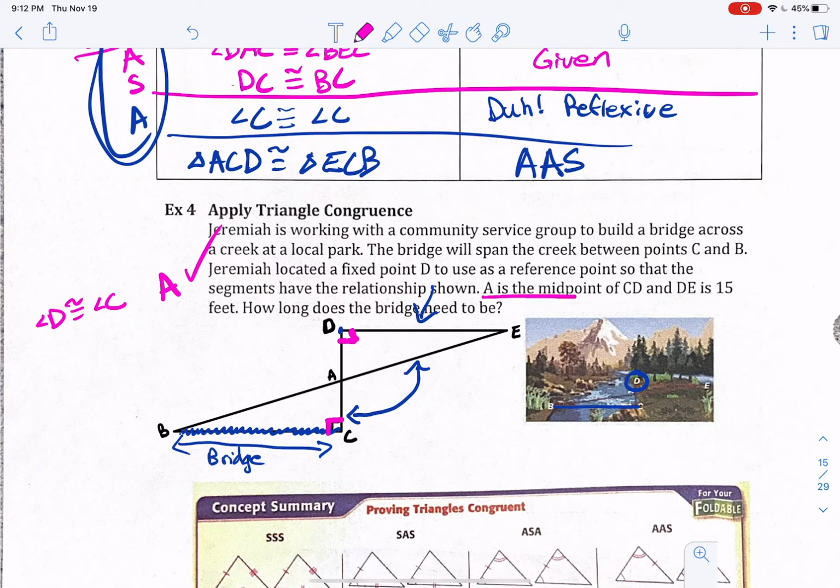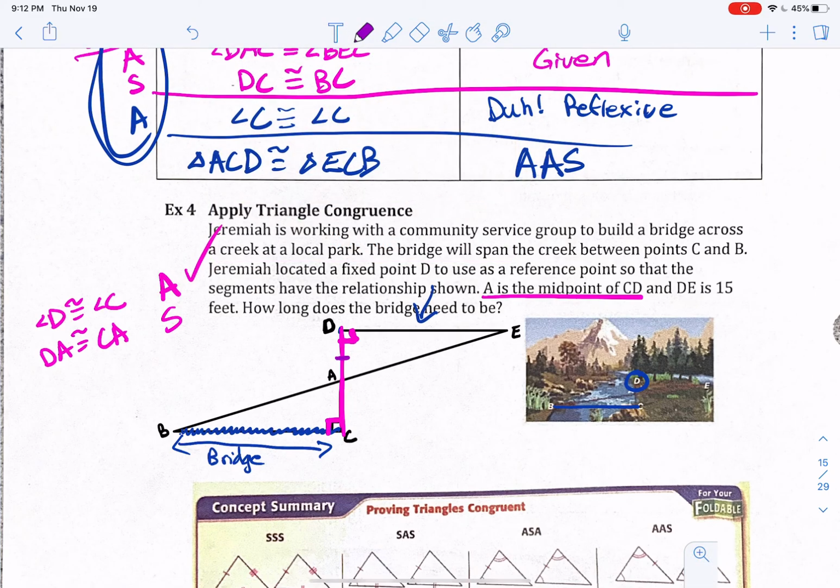It says A is the midpoint of CD. CD is this segment right here. And if A is exactly in the middle, then this top part right here better be the same as that bottom part. That's what it means to be the midpoint. So DA is going to be the same as CA. This top segment is going to be the same as that bottom segment because A is the midpoint. Well, that gives me a side. Let me erase some of this stuff over here so I don't get too bogged down with things. Okay, so that gives me a side. So I'm going to mark it.